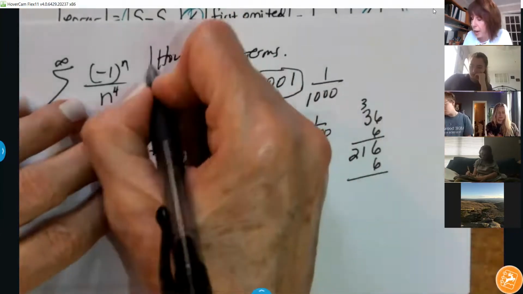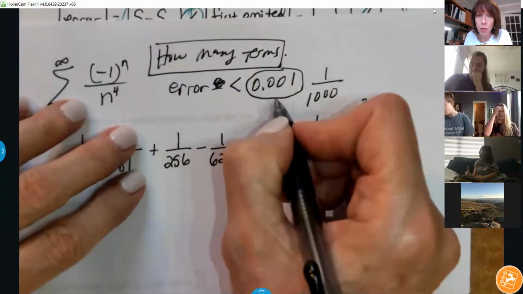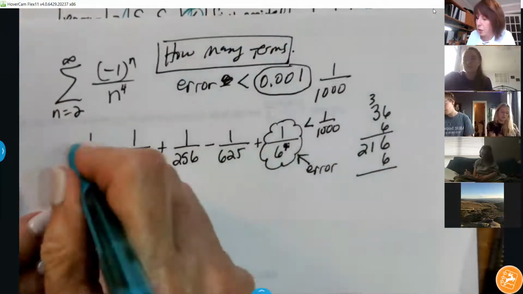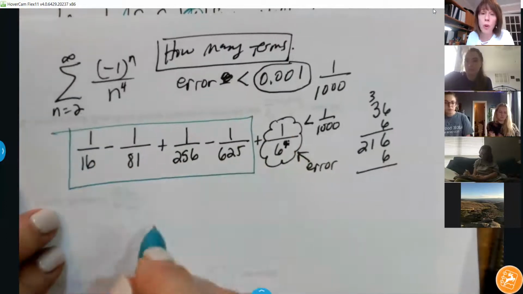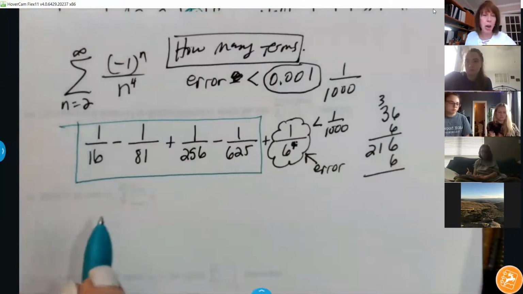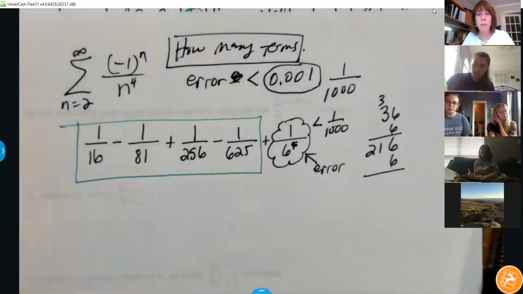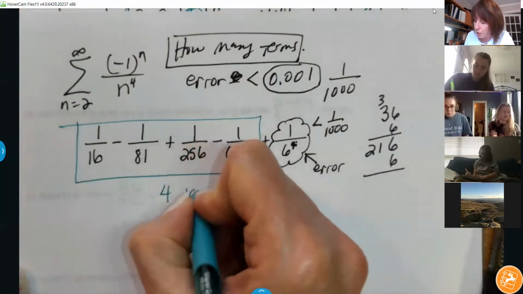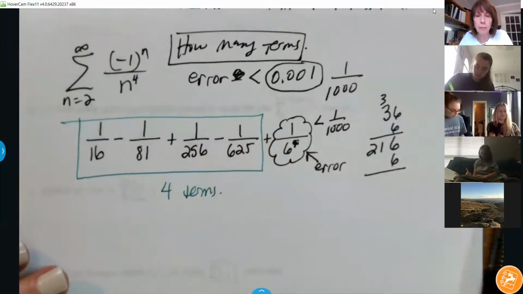Okay. So if it's asking how many terms to use, I'm only going to use the number of terms before the error. Do not use your error when you're counting how many terms. So 4 terms would be the answer.